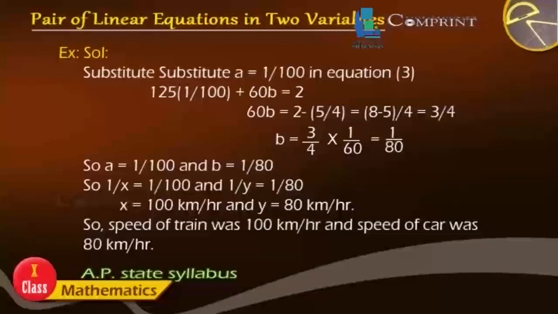So, 1 by x is equal to 1 by 100 and 1 by y is equal to 1 by 80. X is equal to 100 kilometers per hour and y is equal to 80 kilometers per hour. So, speed of train was 100 kilometers per hour and speed of car was 80 kilometers per hour.